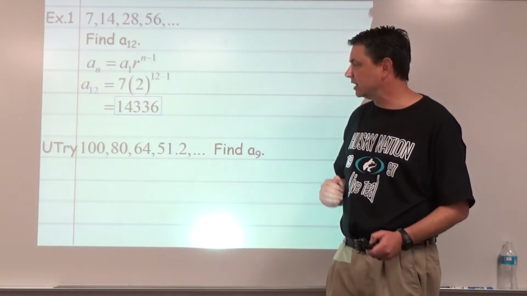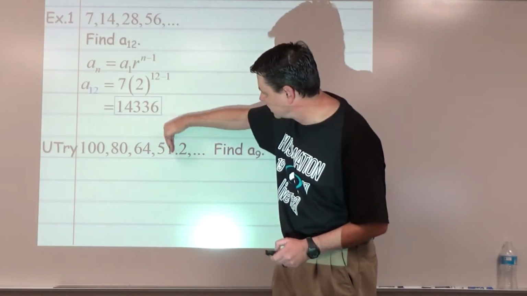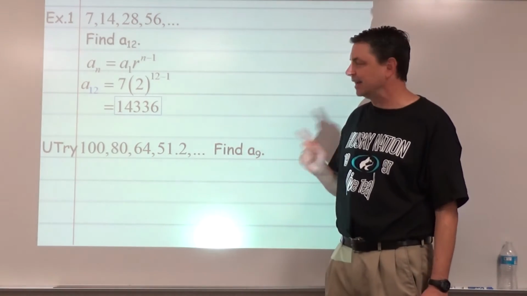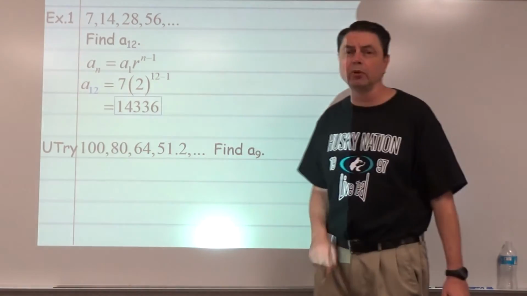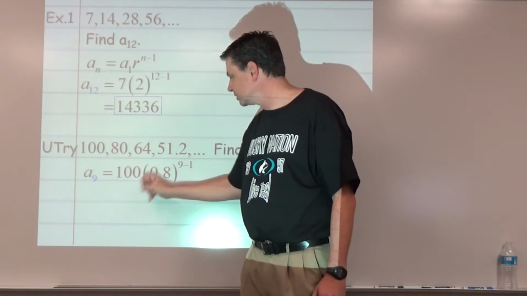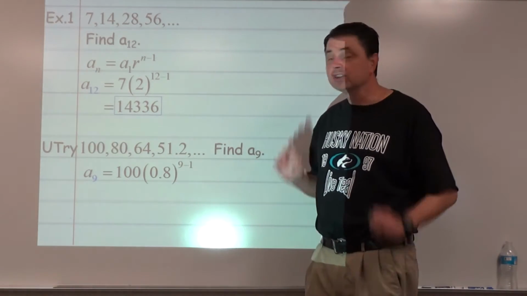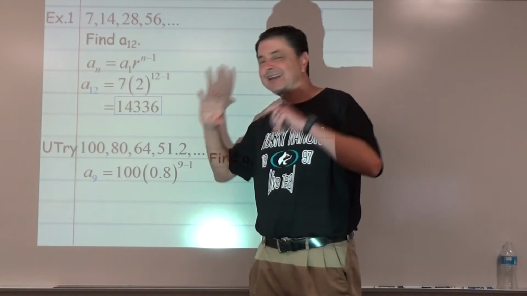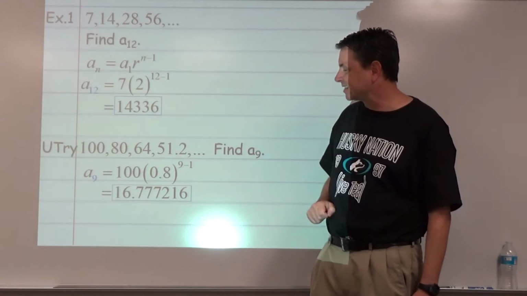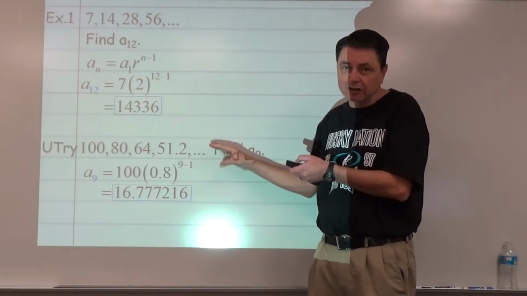All right, I believe this is geometric. We could test it by doing this divided by this, this divided by this, this divided by this. If we get the same thing every time, we know that it's geometric. And we do, and that common ratio is 0.8. So the ninth term is going to be the first term times the common ratio to the power of 1 less than the position. So on your calculator, you would do 100 times 0.8 to the 8th power, and you should get 16.777216. As I said, it didn't say to round off, so don't.